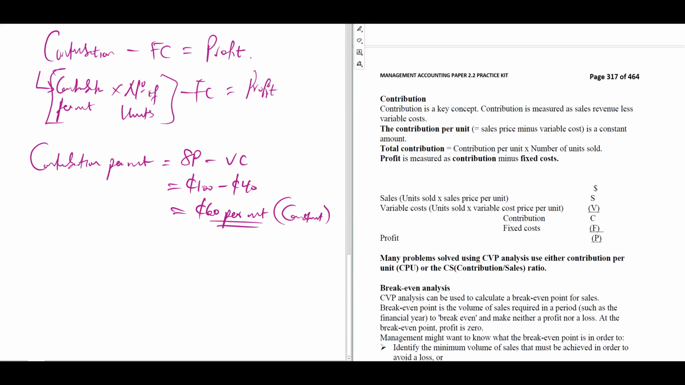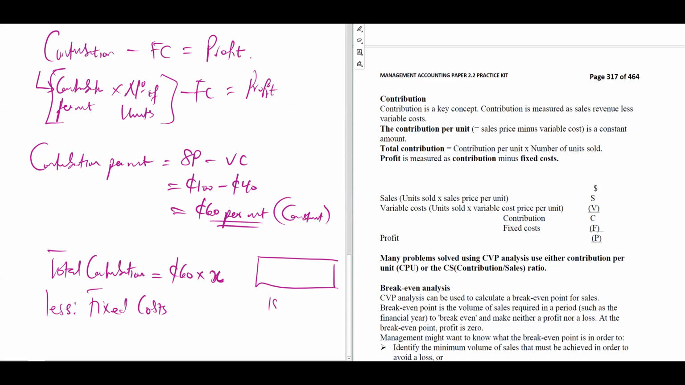Okay, here lies the keys. They are asking for the number of units we want to find, right? So we know that our total contribution, which is what? The 60 cedis times the number of units, let's call it X, right? The number of units should give us our total contribution. Then we less what from it? What do we deduct from it to get profit?